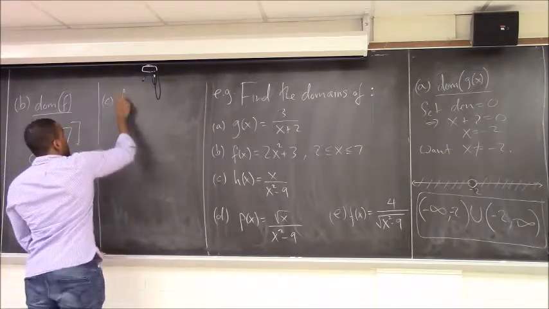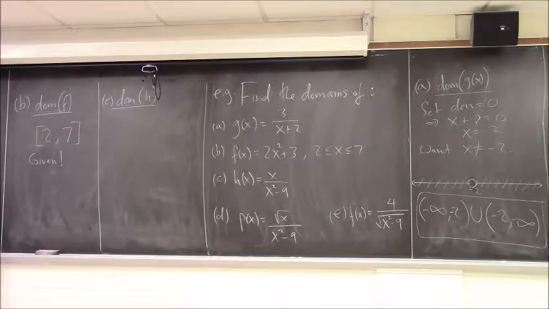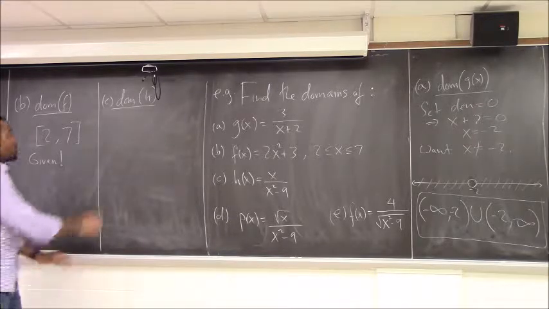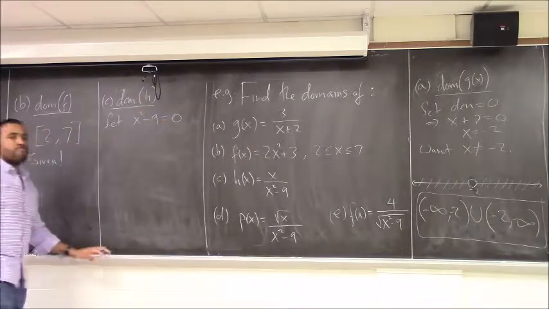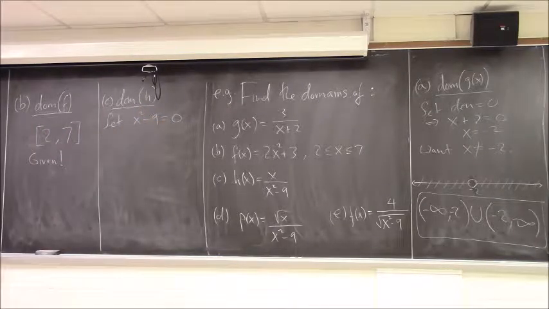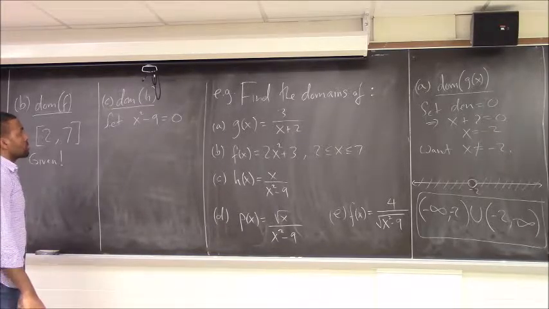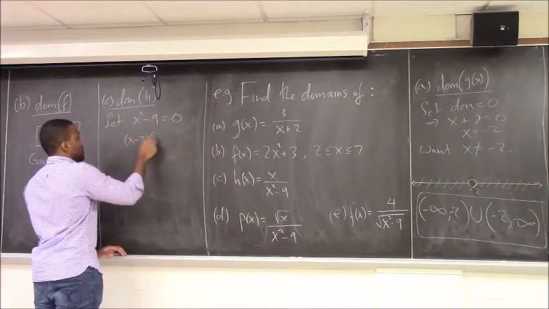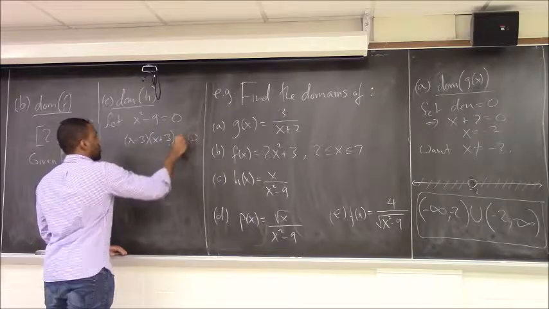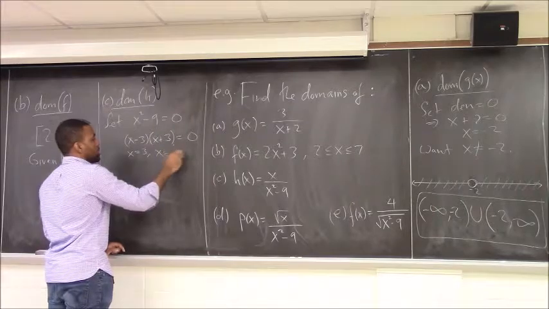C. Okay, let's talk about the domain of H. How would I find that domain? Set x squared minus 9 equals 0 and then solve it. How do you solve it? You break it into x minus 3 and x plus 3. Okay, you factor, because it's a difference of squares, and so you'll have x equals 3 or x equals minus 3.